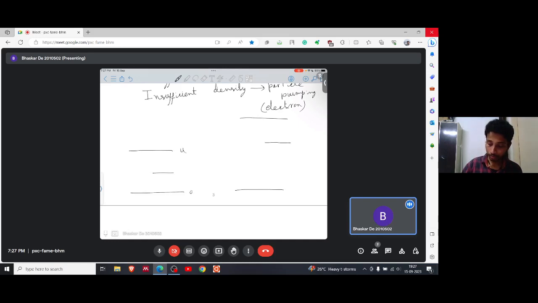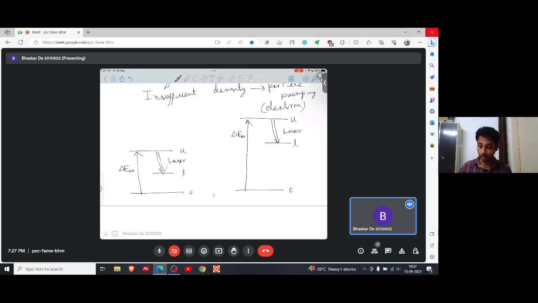So there are two systems. Now this is the delta E u0, but here this is the delta E u0. So these are the two systems where you can see that this delta E u0 is large and this is small. For this particular system, direct pumping is very useful because you need very small energy. But in this case, the delta E u0 is very large.